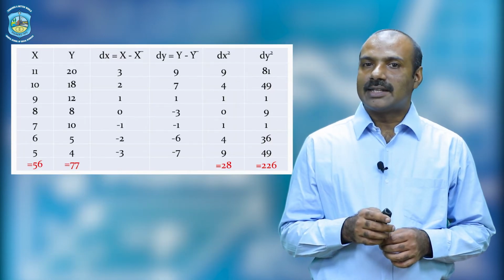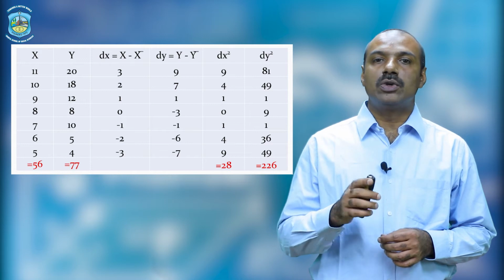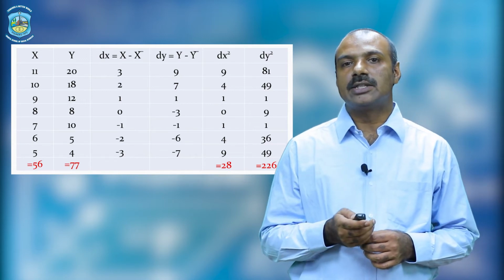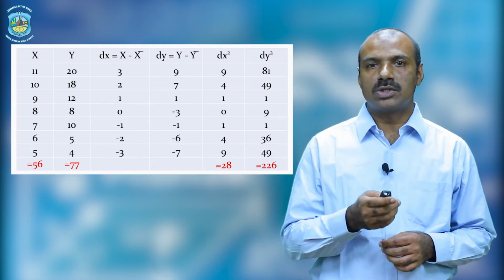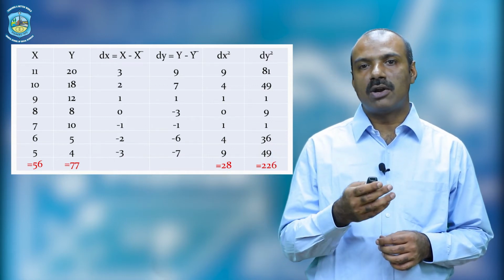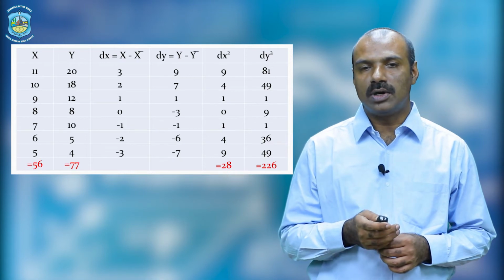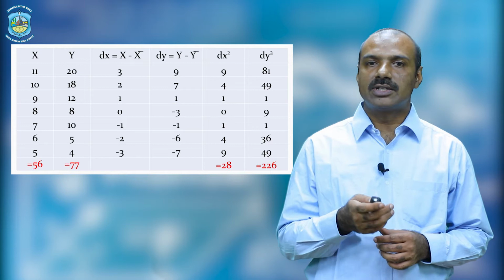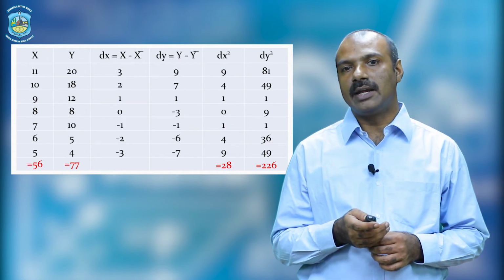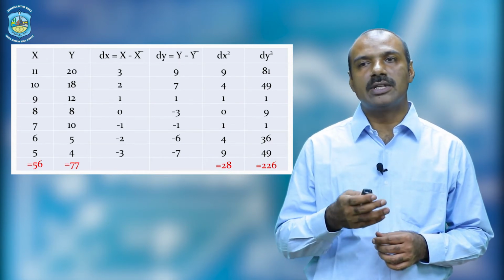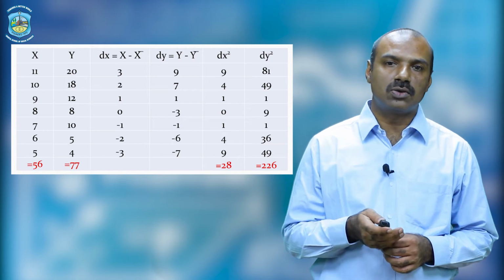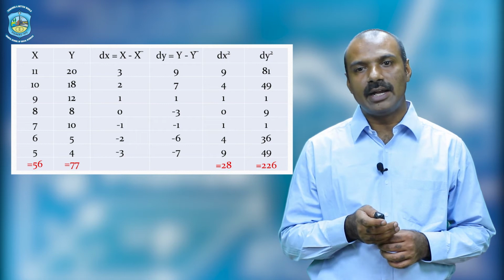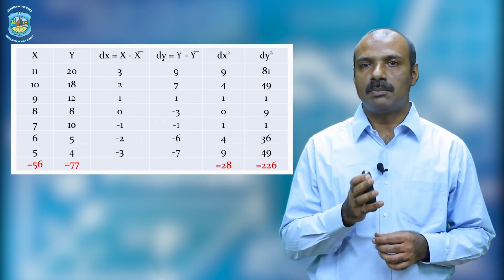After calculating dx and dy, the next step is squaring these deviations. As we know that dx is 3, as it is on your screen, the square of 3 is 9, the square of 2 is 4, and so on. Similarly for dy, we have to calculate dy square. The first value in dy is 9, so the square of 9 is 81, the square of 7 is 49, and so on. After calculating the squares of all the dx and dy, we have to find the sum of both the columns.